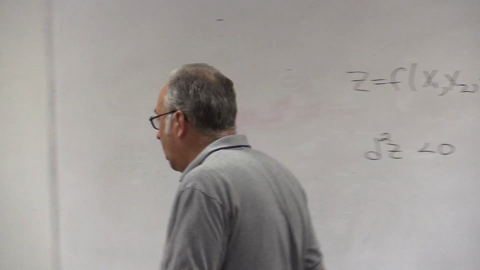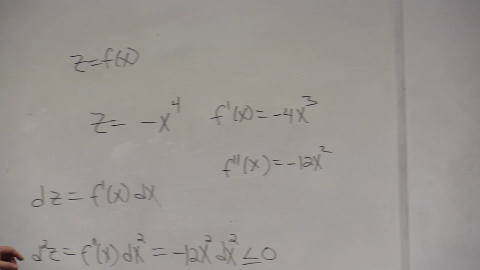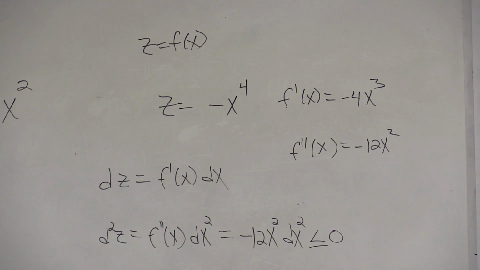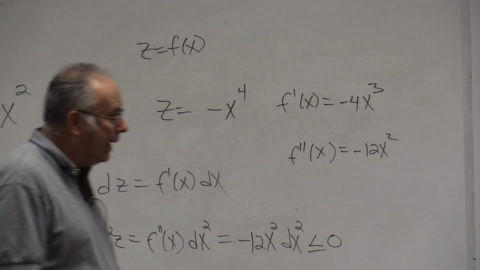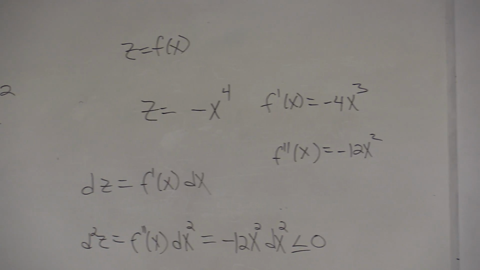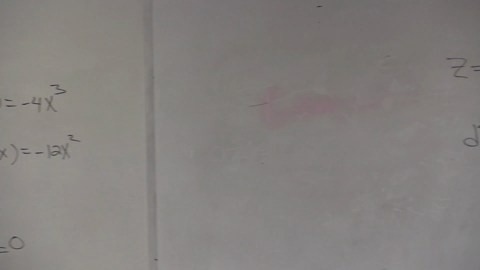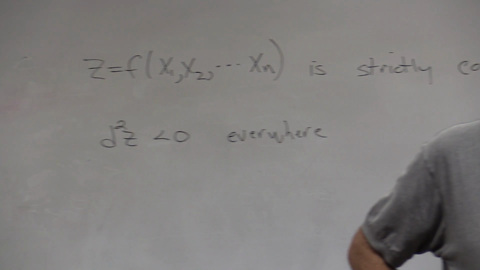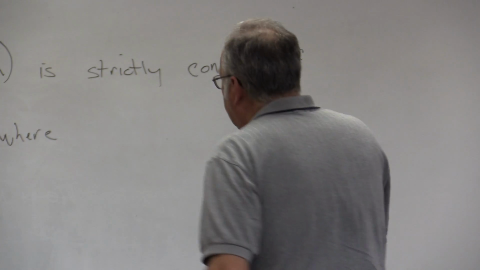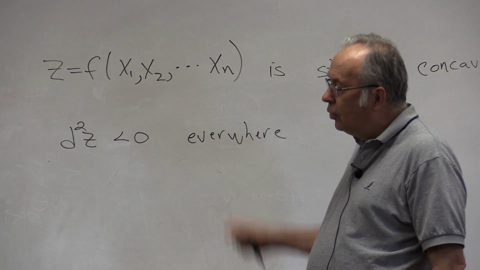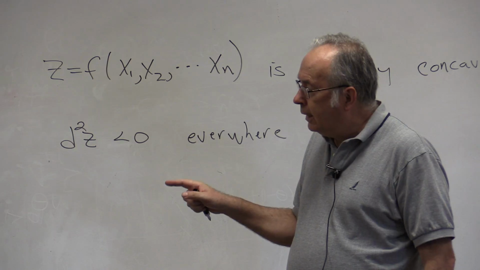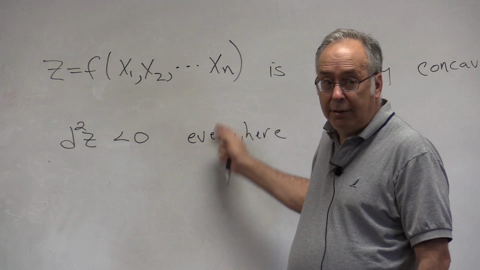Had we been able to show that this second order total differential was negative everywhere, then we would have been able to conclude that it's strictly concave. It actually turns out that in this case you could show that the function is actually strictly concave, but you can't show it by this because this is not everywhere negative. But you could have concluded that it's at least concave using this.